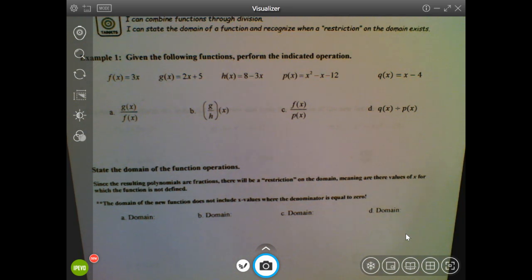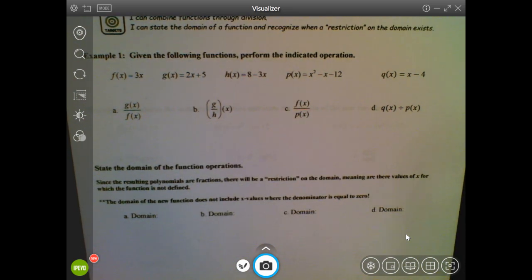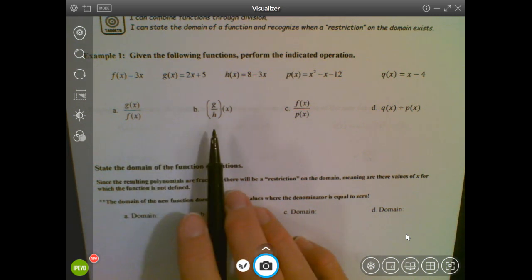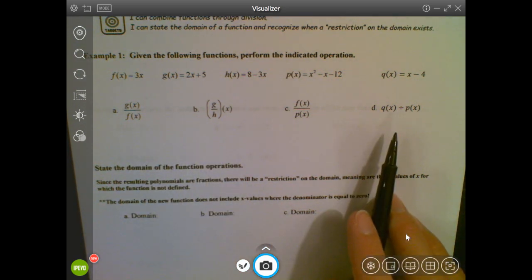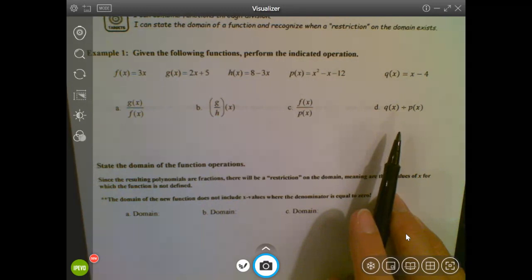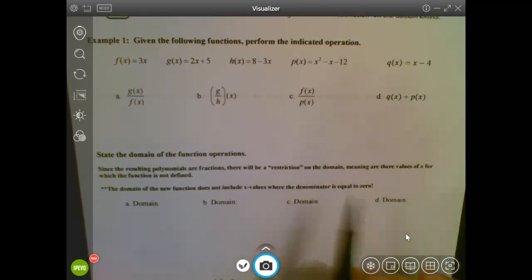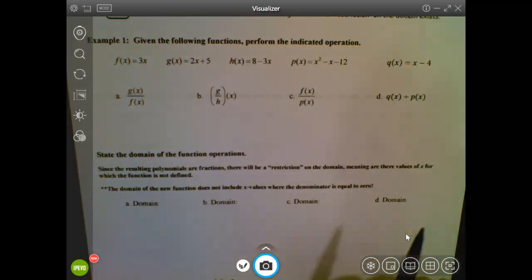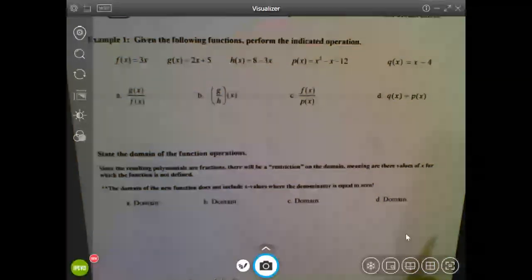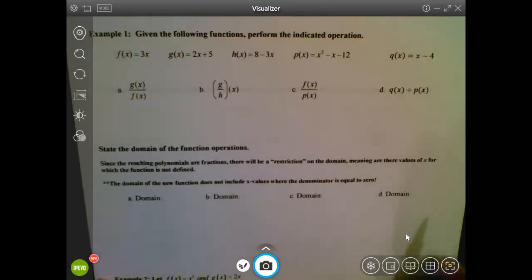So far, we've been talking about operations such as addition, subtraction, and multiplication. Today, we're going to be looking at division. So you'll notice in example one, there's a couple of different notations that we can use to recognize that the operation that we want to do is division. And we're just going to set these up and then we'll talk about domain and how the domain is different for a function when we're using division.